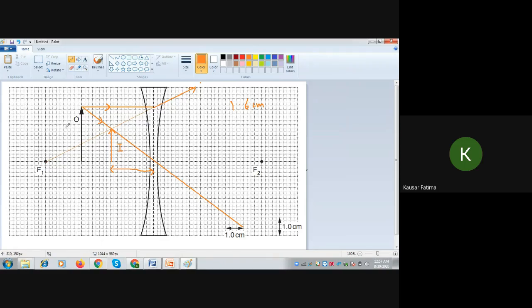And what is the height of object? The height of object is 1, 2, 3 blocks of five, that is 3 centimeter. So magnification M is equal to image height divided by object height. So you will write 1.6, and here you will write 3. This answer will give you the magnification. Magnification tells us how much bigger the image is with respect to the object. Here, because the numerator is smaller, it means the image is smaller.